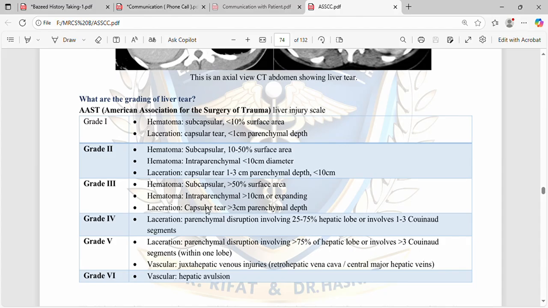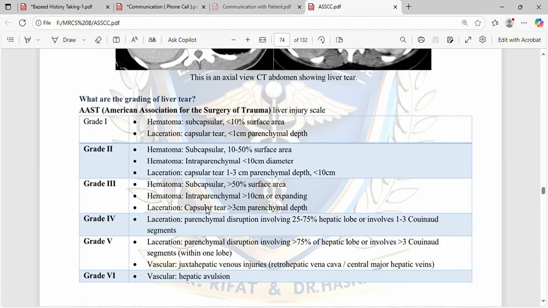From grade 1 to grade 3, subcapsular hematoma: less than 10% surface area, then grade 2 is 10 to 50%, and then greater than 50%. Then we come to the laceration. Grade 1 is a capsular tear less than 1 centimeter parenchymal depth, then grade 2 is 1 to 3 centimeter parenchymal depth, and then greater than 3 centimeter parenchymal depth. Laceration less than 1, 1 to 3, and greater than 3.